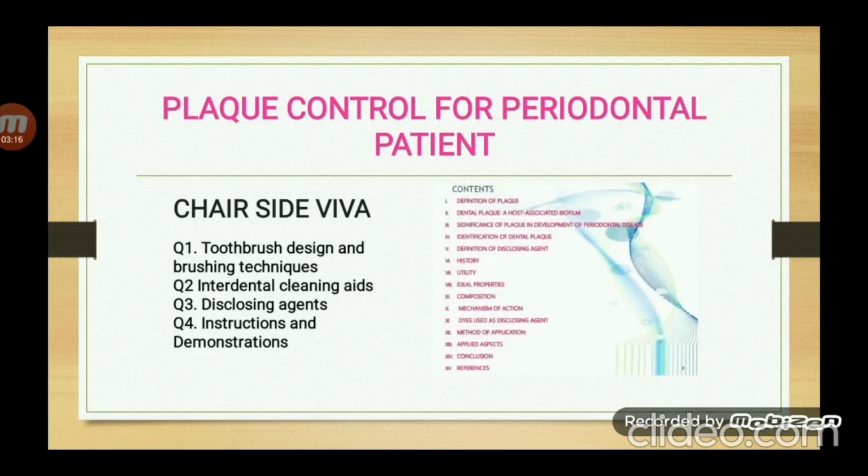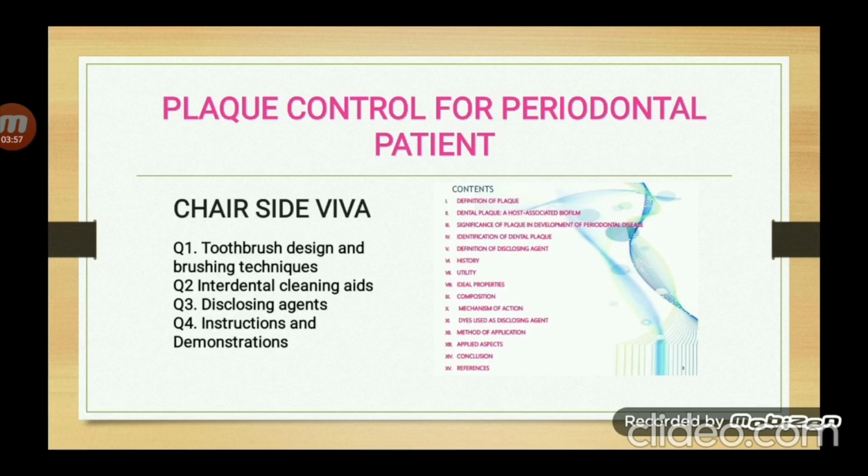Then we have disclosing agents. It's a very important topic, and you should know everything about it. The examiner might ask you about plaque, and they might ask you the definition of plaque, and from there it will begin. You would be asked about identification: how would you identify a dental plaque? And from that you would say by applying a disclosing agent. That's how you direct the examiner, and you go on.